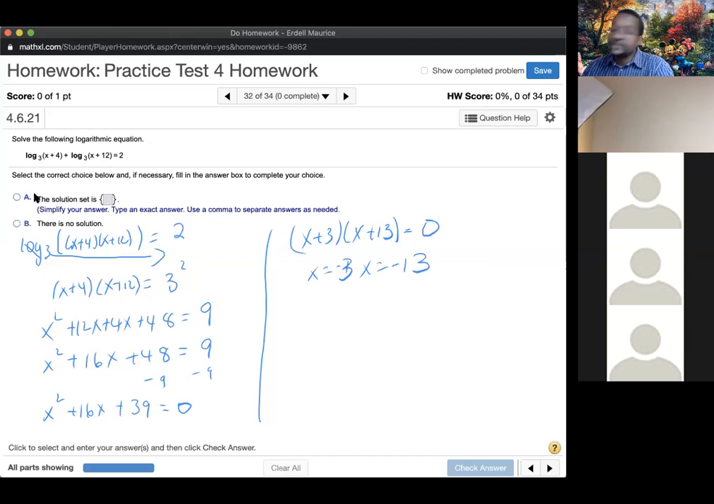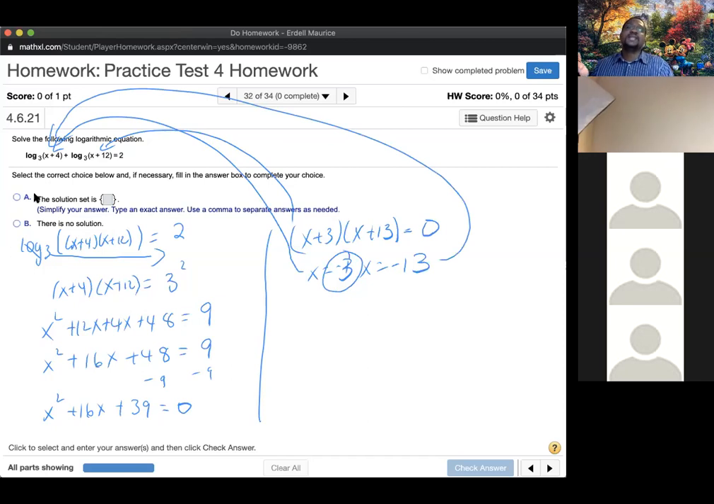You might be tempted to say, oh, both answers are negative, so the answers are incorrect. Again, that's not good enough analysis. You have to plug the answers in. If I plug negative 3 in, this will become x plus 1, and this will become x plus 9. So negative 3 is fine as an answer. On the other hand, if I plug negative 13 in, negative 13 plus 4 is negative 9. I cannot take the log of negative 9, so that is wrong. And so the answer is negative 3 only.